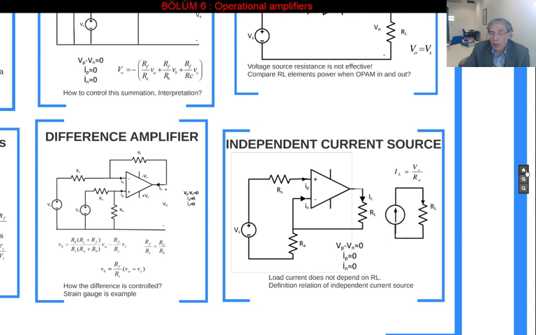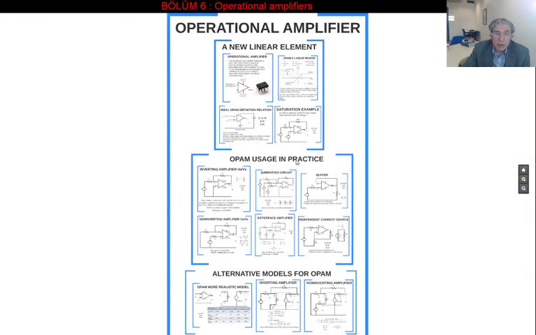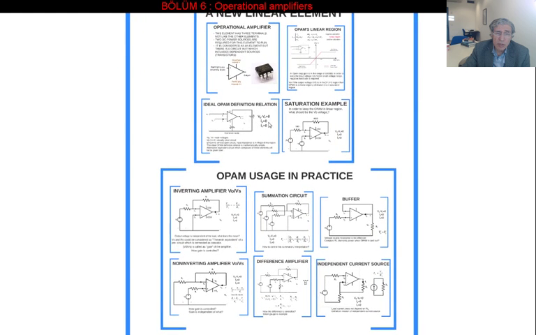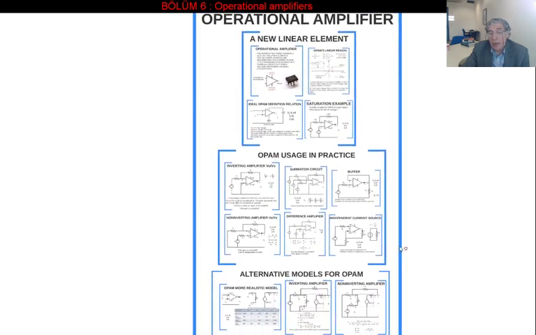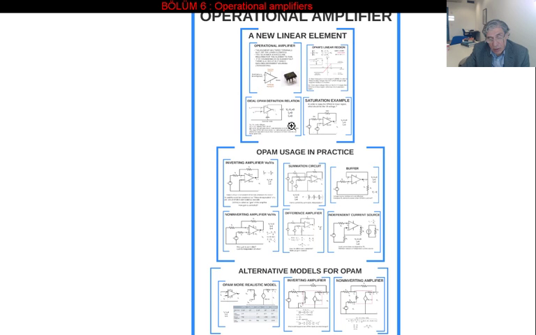So we just examined 6 of the usages of an operational amplifier in practice, and next we will be examining alternative models for OPAMP. In here, while we were explaining, we said ideal operational amplifier and used a simple definition relation. Now we will be saying that there is an alternative to this, not as simple as this, but more realistic. What the difference is when it is more realistic, we will be examining in the next video.